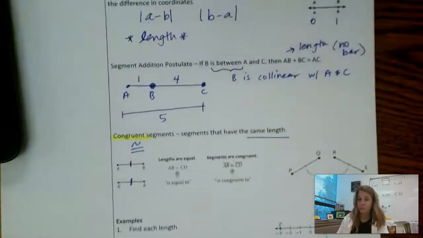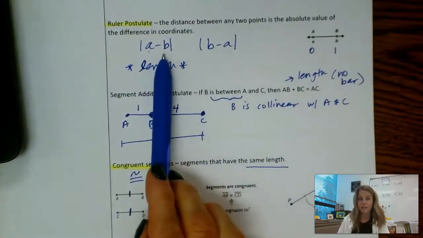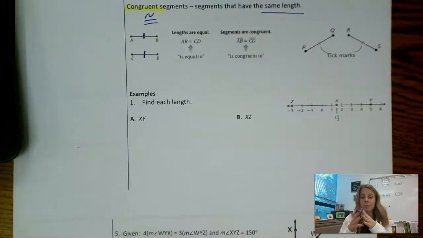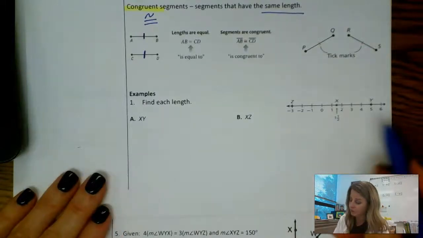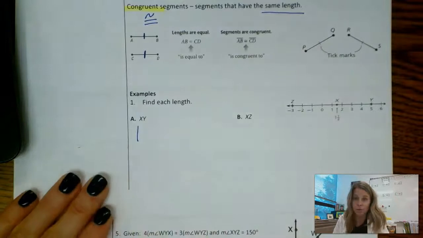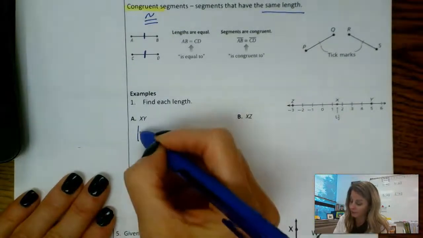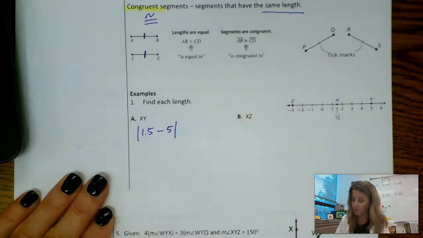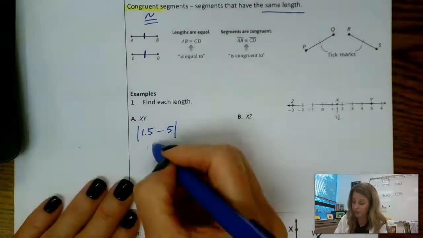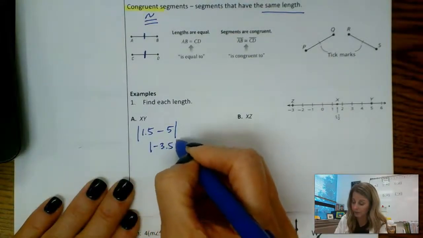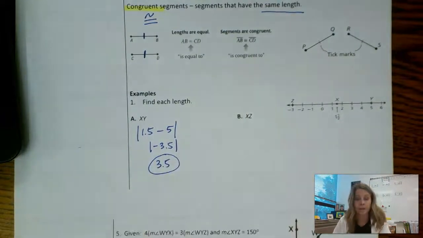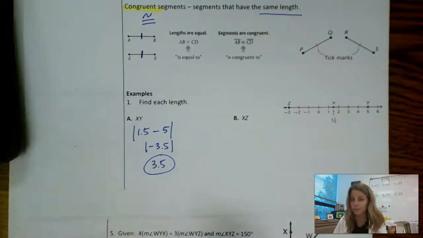I'm going to go back and show you again with the absolute value idea, because sometimes it's not quite as easy. Sometimes they're really big numbers, or maybe they're decimals or fractions. The absolute value doesn't care which number we put first, so I'm going to put 1.5 minus 5. That gives negative 3.5, but when taking the absolute value, we have a positive length. Either method is fine. I'm not saying you have to show your work like this, but you have to get to that.